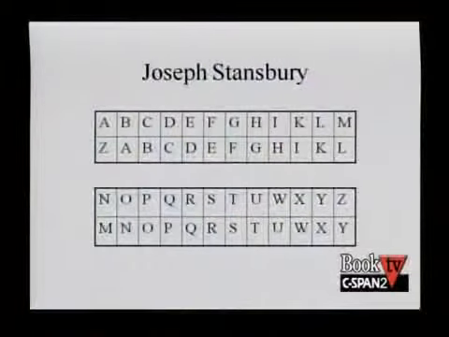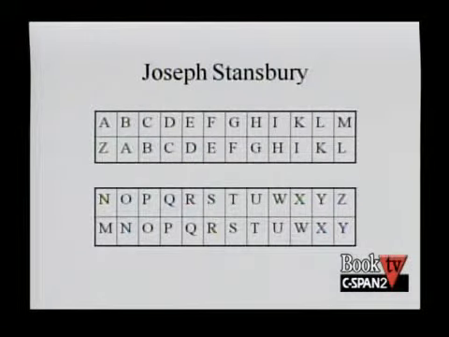What you're looking at is Joseph Stansbury's cipher. And it's very simple. A is equal to Z, B is equal to A. It's a one-letter shift. Joseph Stansbury is the person in Philadelphia who received the messages from Benedict Arnold, wrote them into cipher and codes, and they were brought across New Jersey by two different methods.